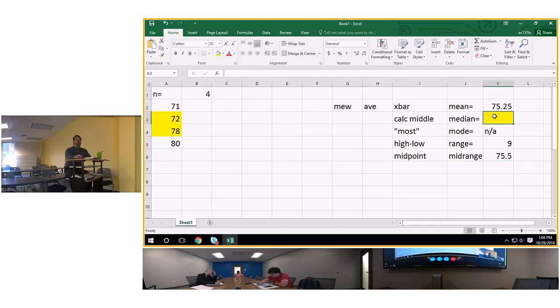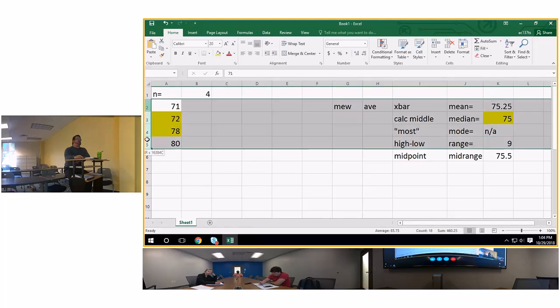Oh, I didn't do the median. Sorry. I was just about to ask you that. 72 plus 78 divided by 2. There you go. Okay, so at this point, we've just about found everything we need, except there's 2 things we haven't found. I'm going to move everything down.